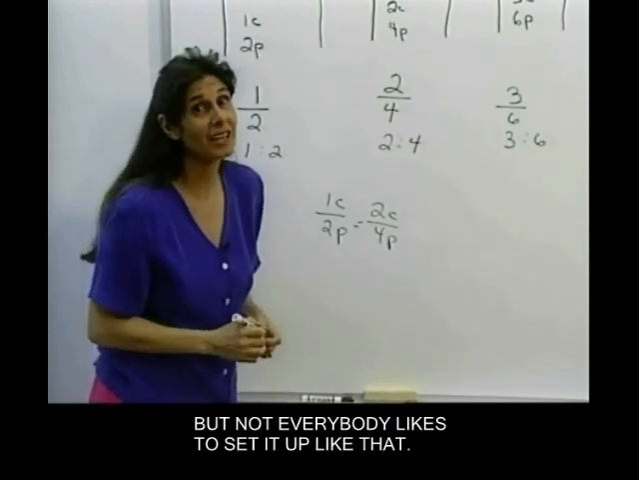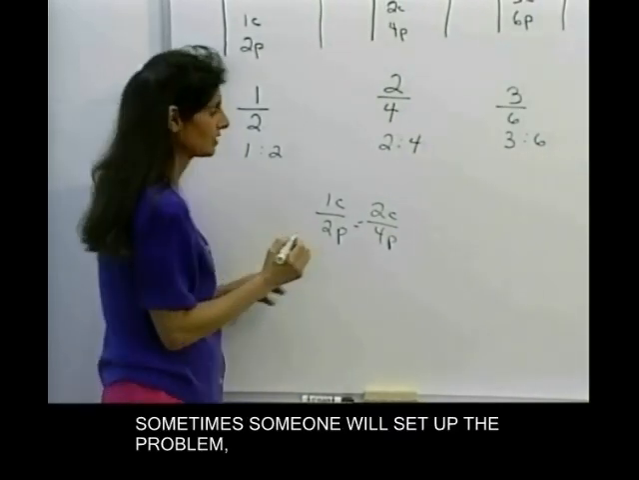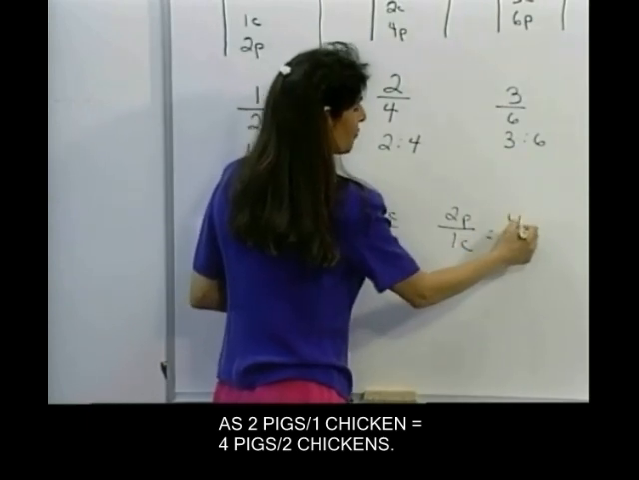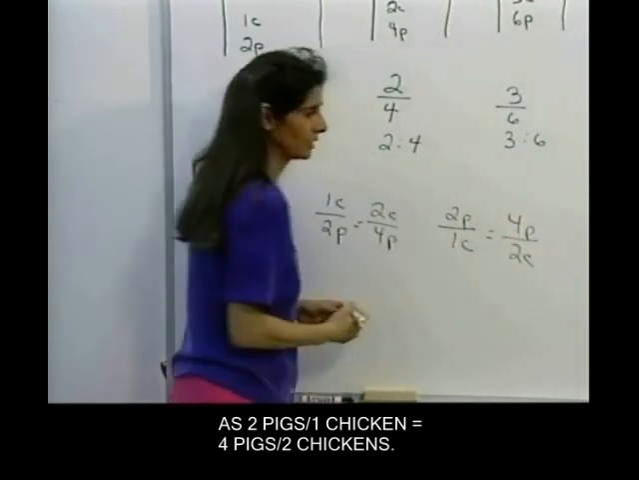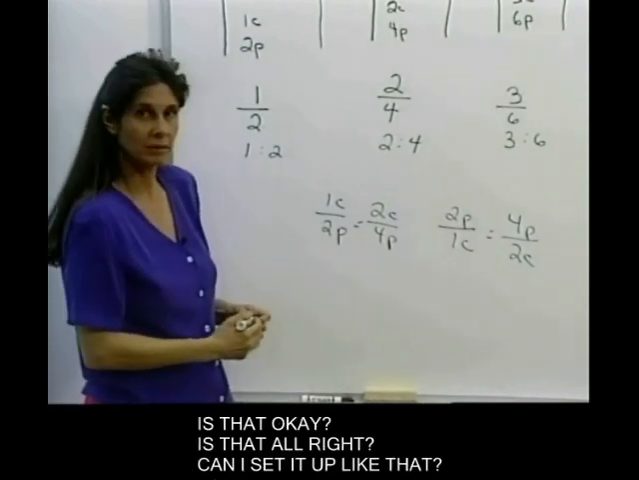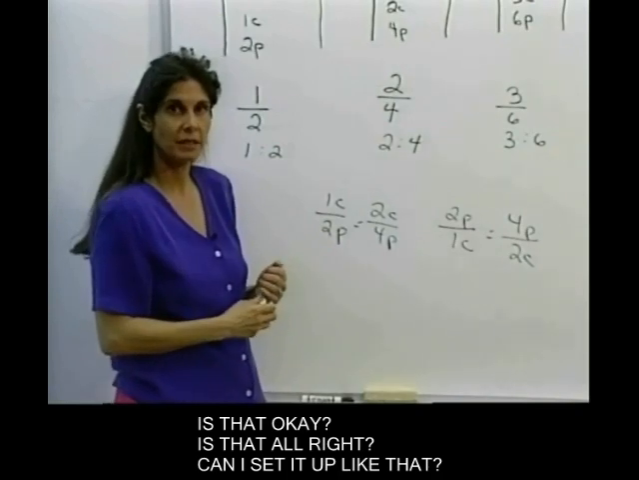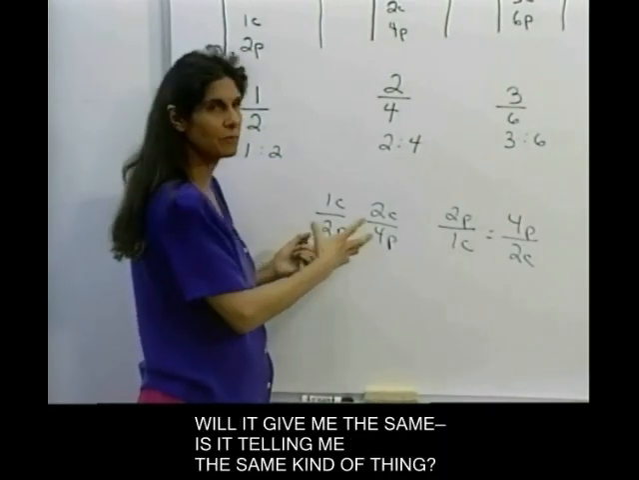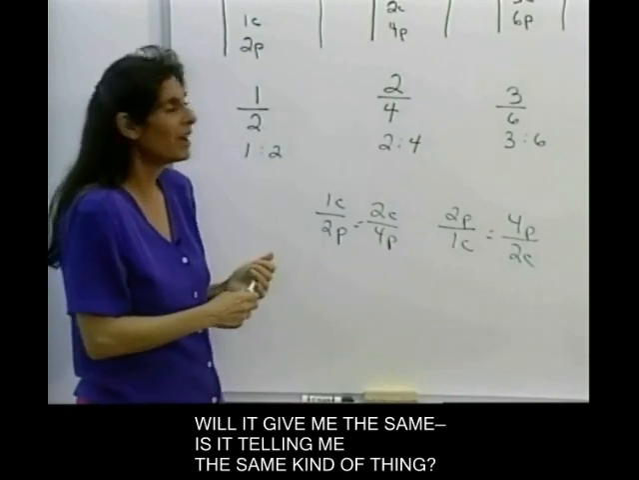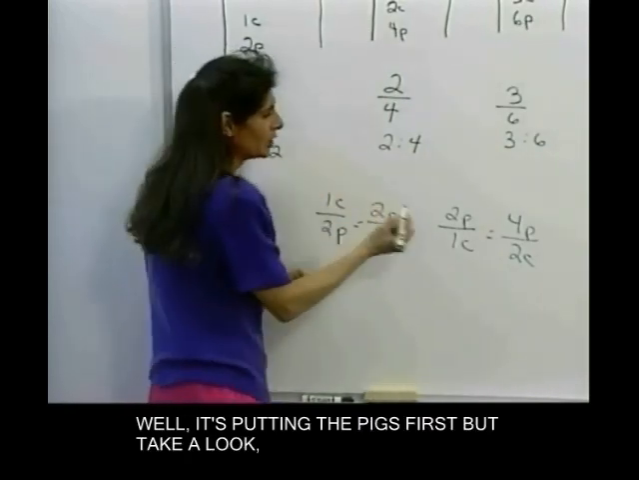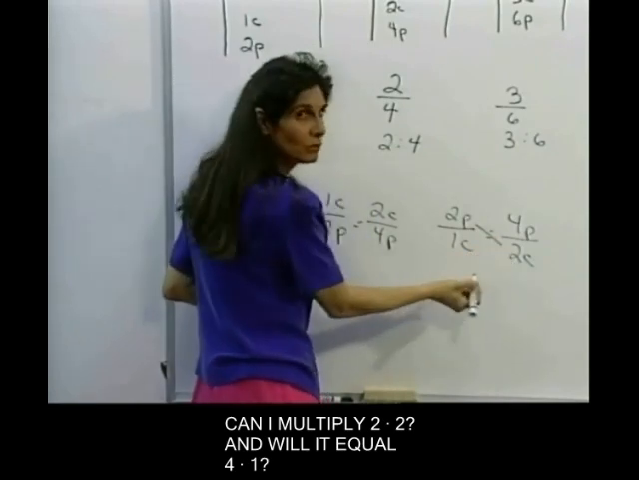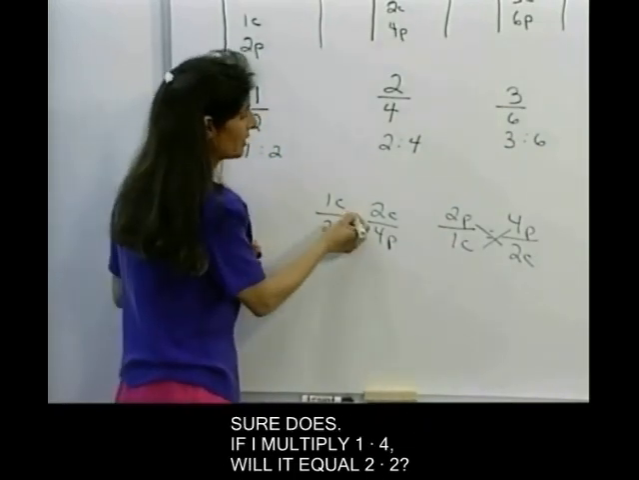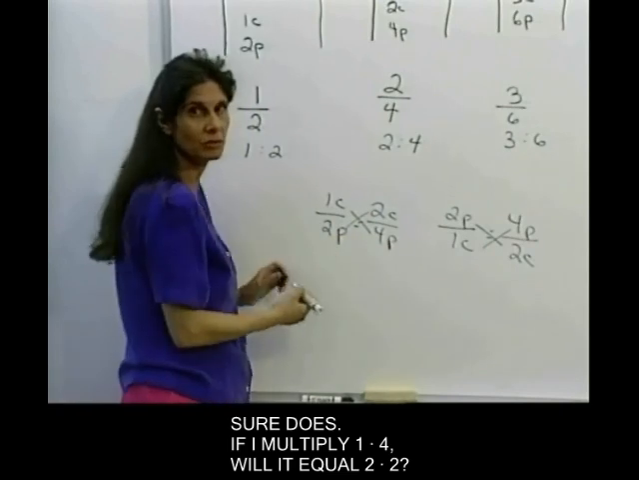But not everybody likes to set it up like that. Sometimes someone will set up the problem as 2 pigs is to 1 chicken, as 4 pigs is to 2 chickens. Is that okay? Can I set it up like that? Well, if I want to compare pigs to chickens, I sure can. It's putting the pigs first. But take a look. Can I multiply 2 times 2? And will it equal 4 times 1?